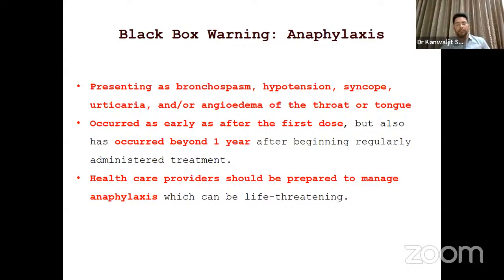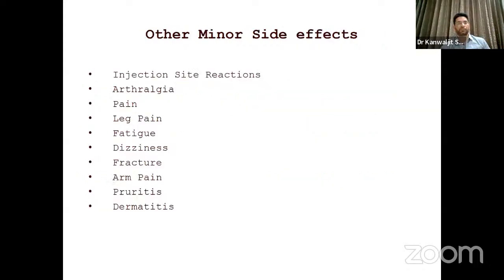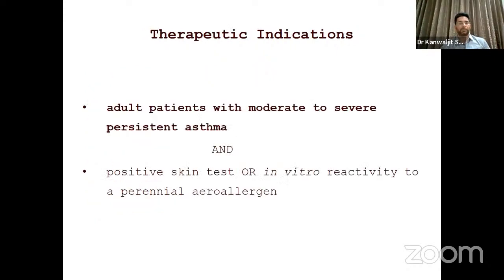So it should be given in the proper setup where backup is there, in case you have to prevent anaphylaxis, and in case you have to treat the anaphylaxis. So what are the other minor side effects? Injection site reactions, arthralgia, pain, leg pain, fatigue, dizziness, fracture, arm pain, pruritus, dermatitis.